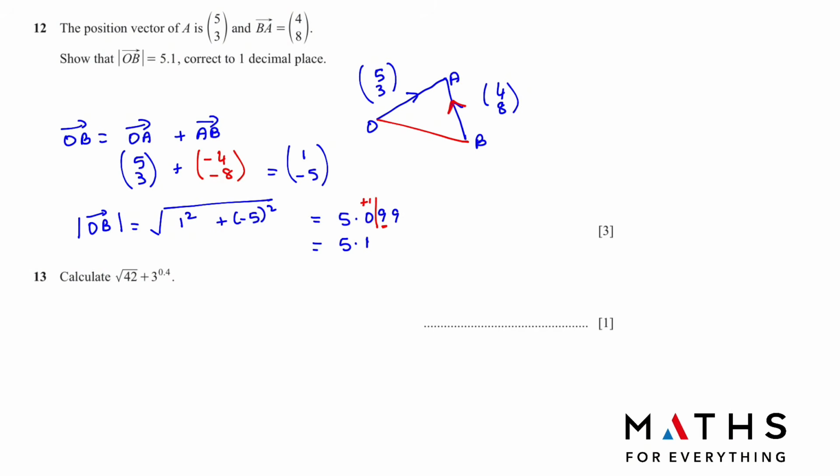Question number 13. Calculate root 42 plus 3 to the power of 0.4. If you have a proper calculator, this is a very easy question. You just put it in the calculator. 8.03 is the answer.